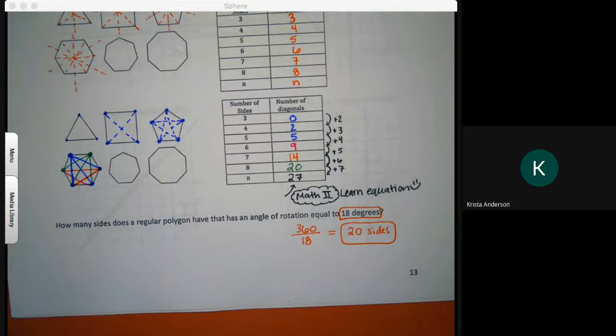Do you have any questions on that first page? The fractions, degrees, or finding the number of diagonals or lines of symmetry? Okay, turn the page.